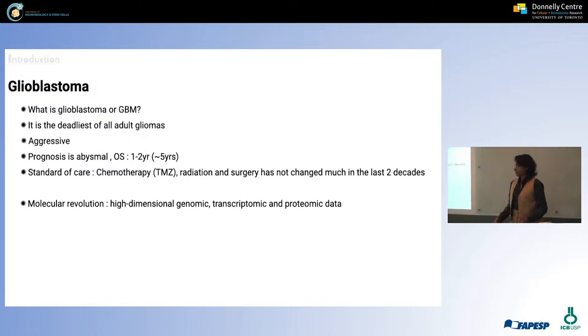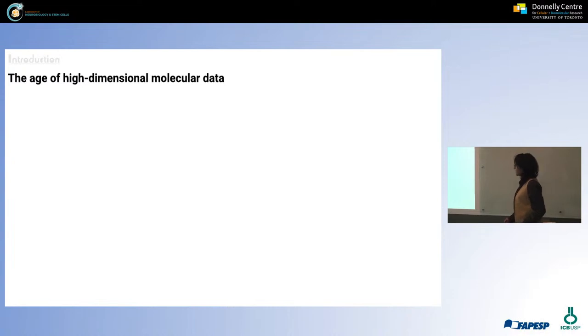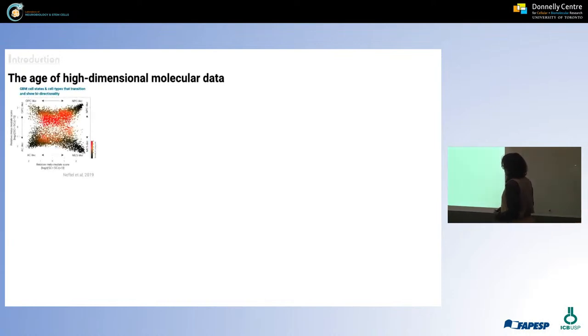So right now, as everyone knows, we're going through this molecular revolution, right? Everyone is talking about single cell RNA sequencing, spatial transcriptomics, higher dimensional proteomics data, imaging data sets, right? So we are in this phase where we have so much data. You have all this molecular data, and we're actually starting to understand what all of this means.